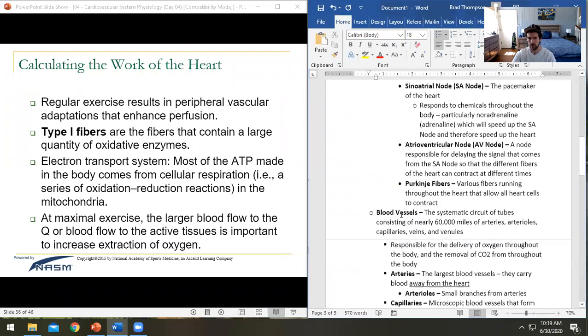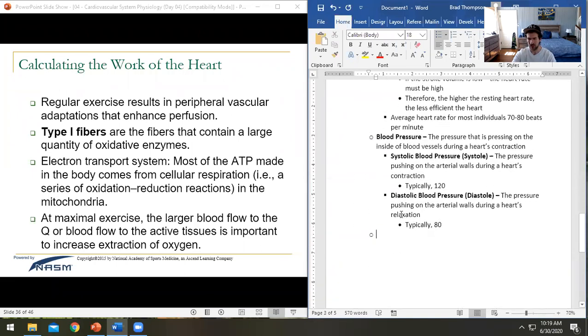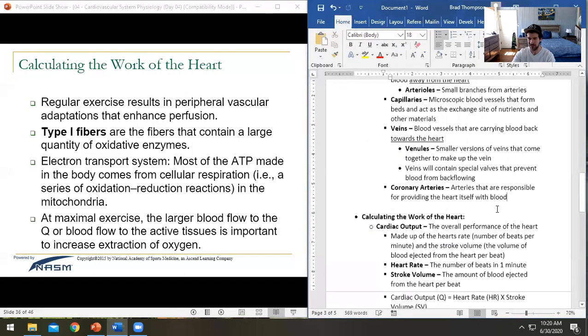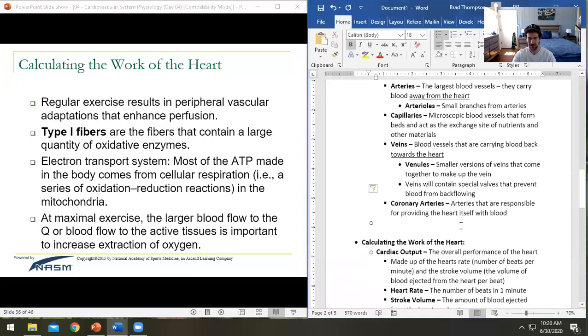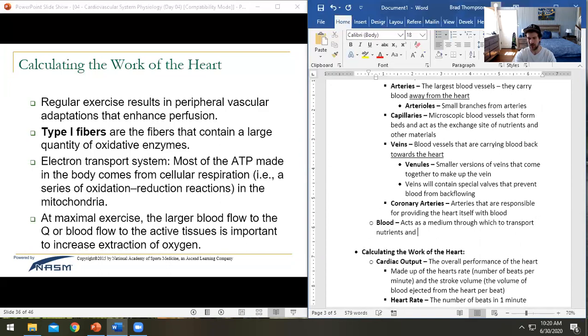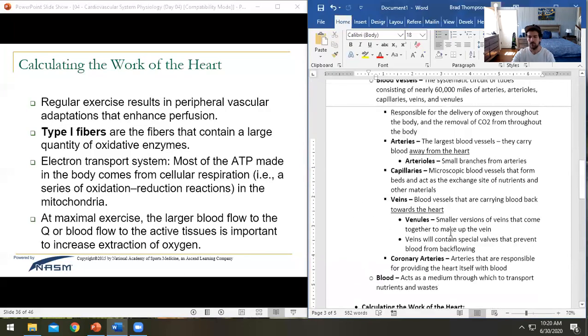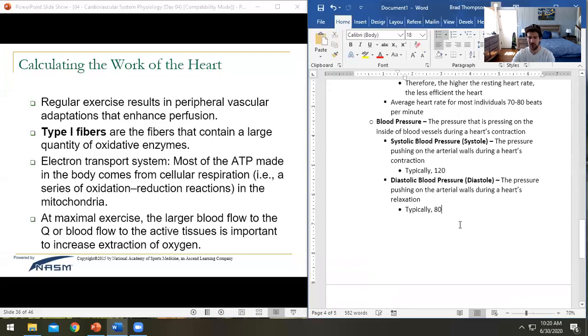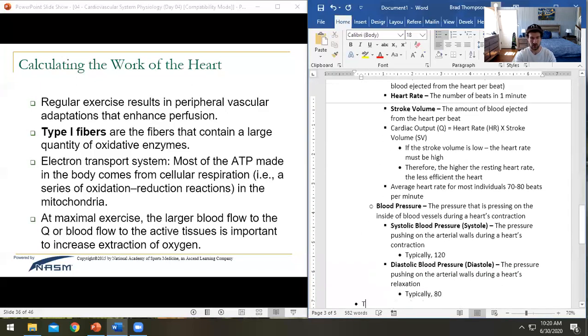forward. Oh shoot, I should have put it up here. All right, hold on. I'm going to add a small note up here. I know this is kind of disorganized, but I should have done this earlier. So blood acts as a medium through which to transport nutrients and wastes. Okay, we'll leave it at that. So now we've got all three of the components there. All right, let's go ahead and look at training the heart.